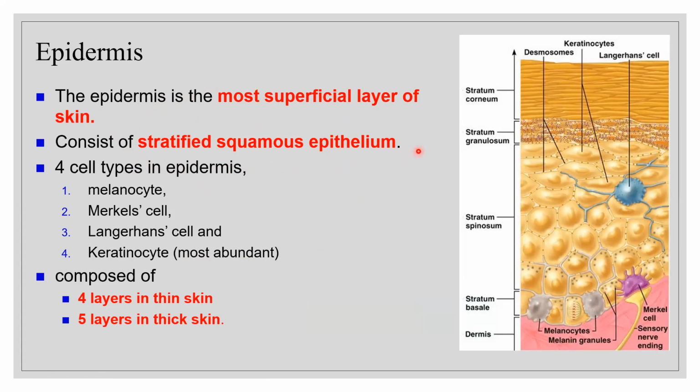There are 4 layers of epidermis in thin skin, and there are 5 layers in thick skin. The cells present in the epidermis are melanocytes, Merkel cells, Langerhans cells, and keratinocytes, which are the most abundant type of cell in the epidermis.